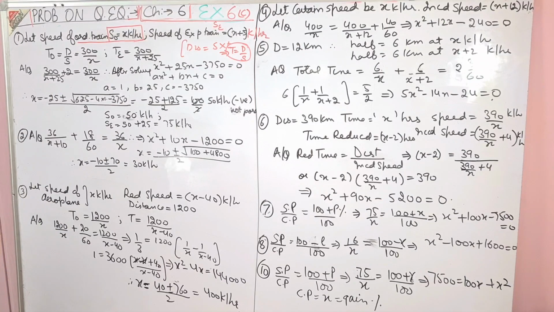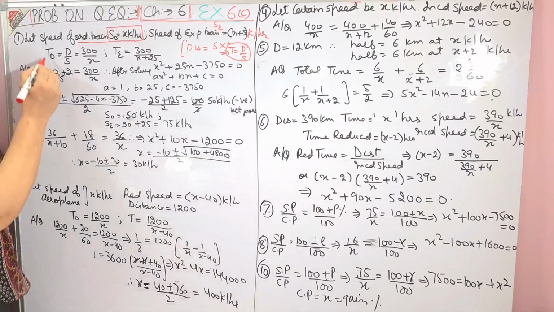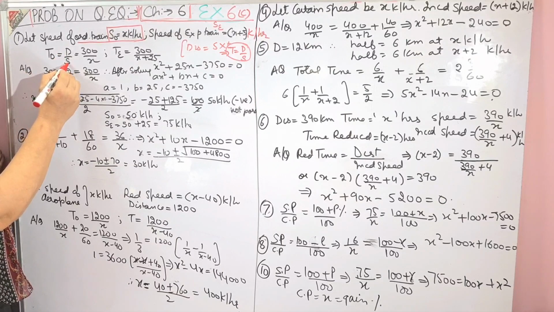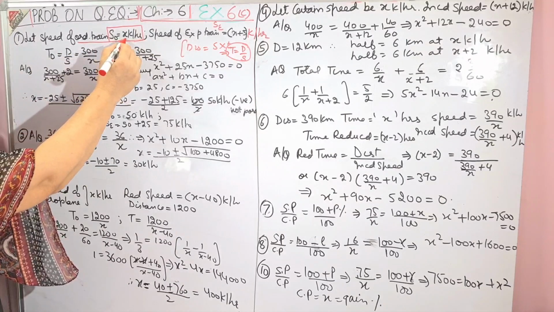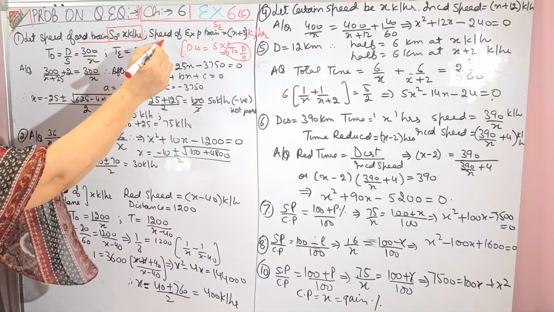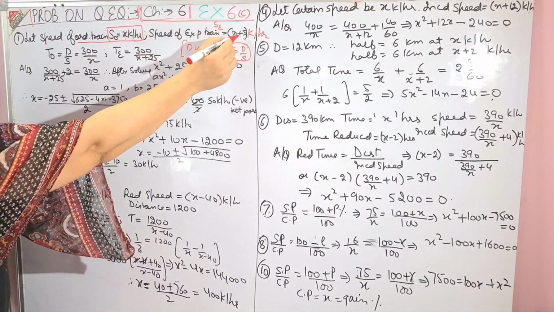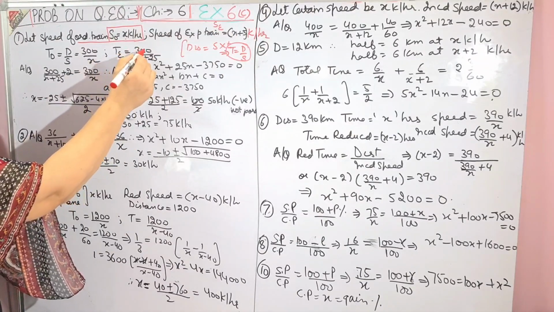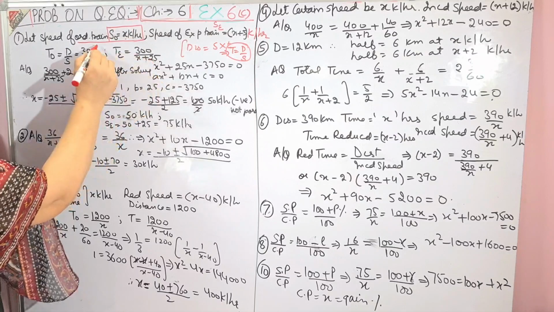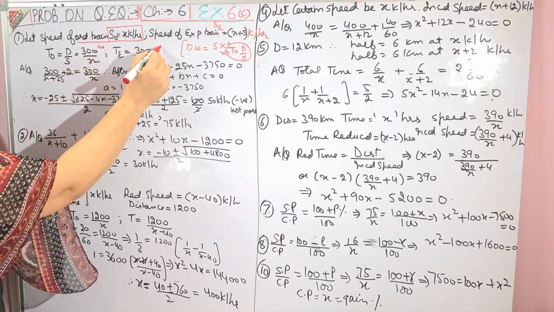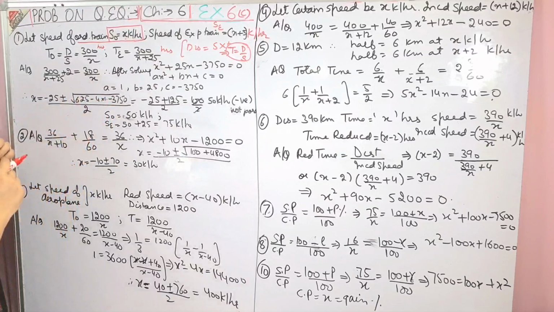The time taken by the ordinary train, written TO, is distance upon speed, because speed of the ordinary train was x, so 300 upon x. Speed of the express train was x plus 25, so again time will be 300 upon x plus 25. You can write hours here. This is compulsory. Then how will you form the equation? He says that the ordinary train takes 2 hours more than the express train.